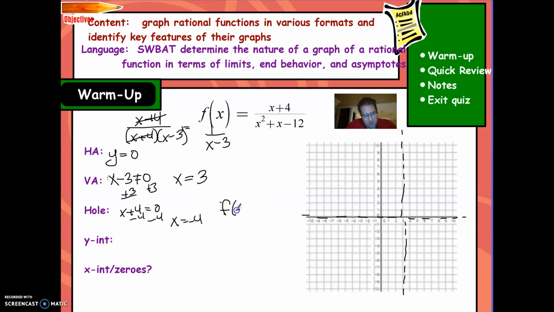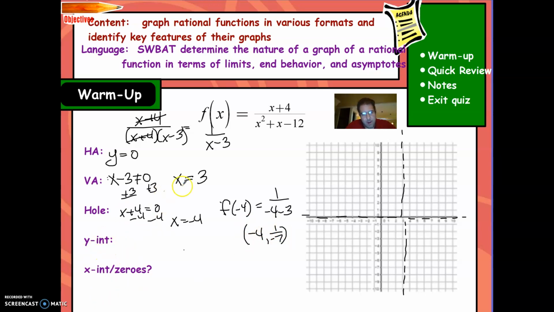So I would find what is f of negative 4 by plugging that in. So that's 1 over negative 4 minus 3, which would be 1 over negative 7. So that's at negative 4 comma negative 1/7.